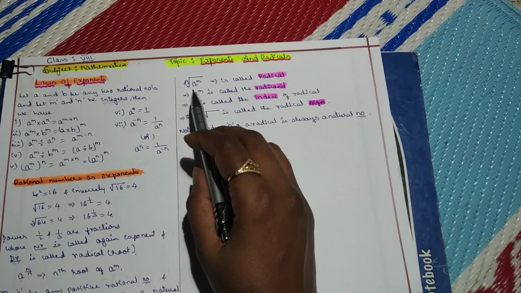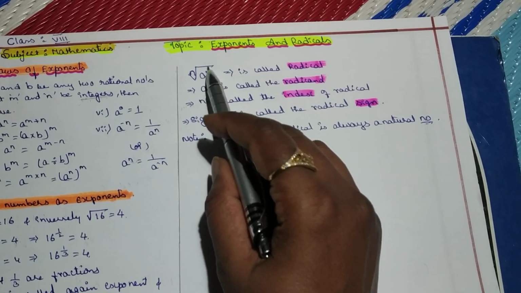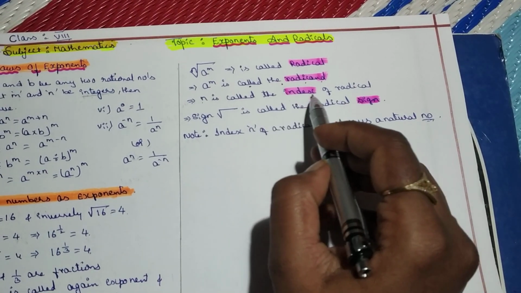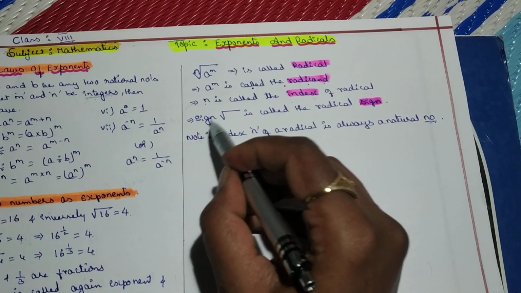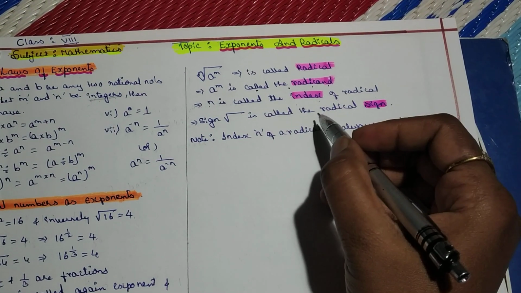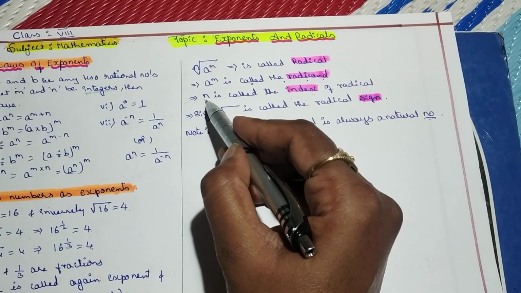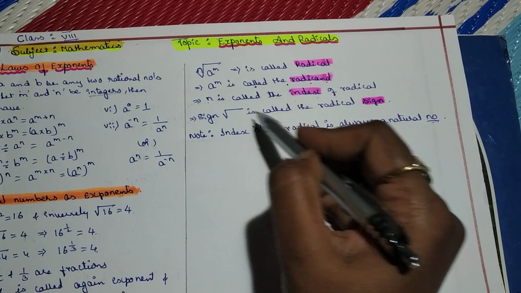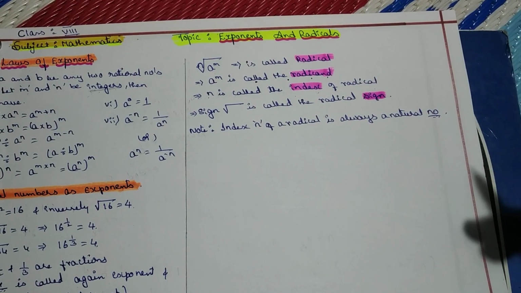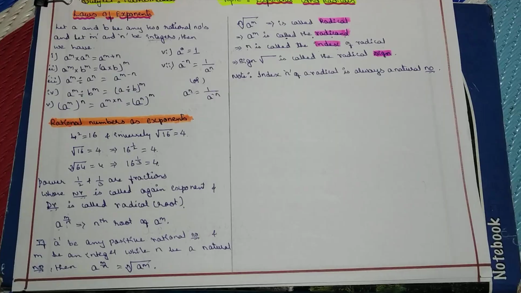Here the nth root of a to the power of m is called the radical, a to the power of m is called the radicand, n is said to be the index of the radical, and the sign, I mean square root or cube root, whatever it is, is called the radical sign. So remember, the index, that is n, of a radical is always a natural number, and it should always be positive. Natural numbers are nothing but positive integers.